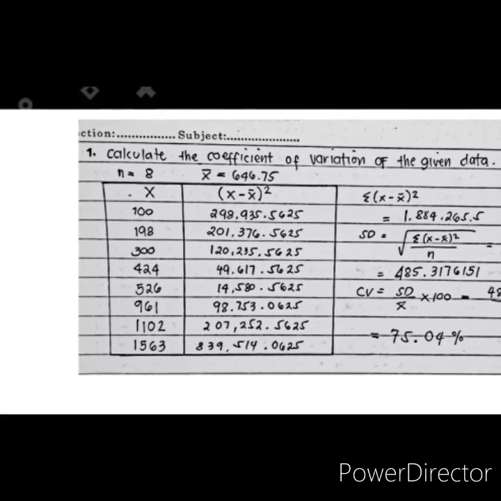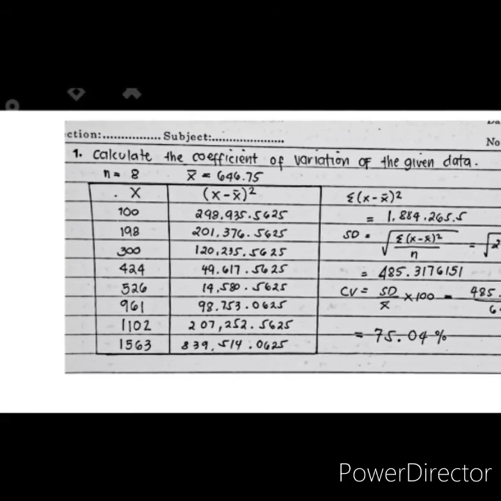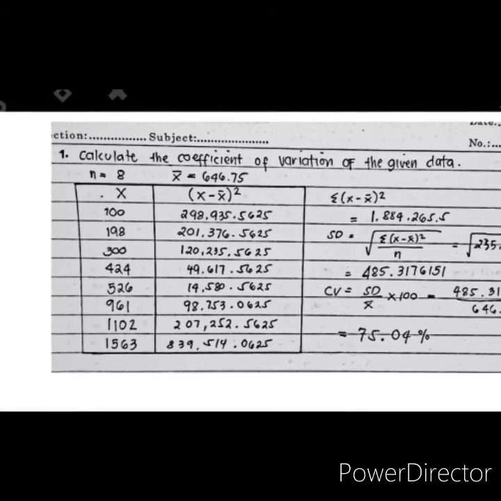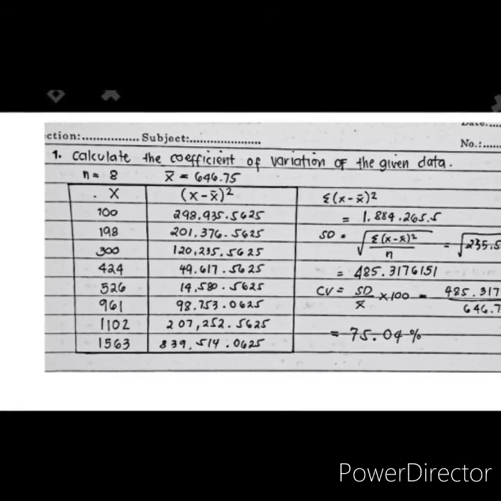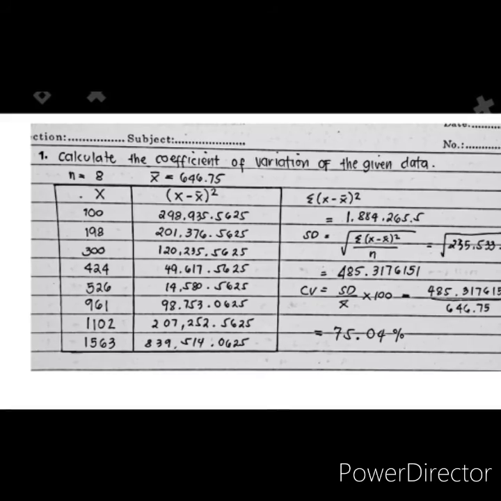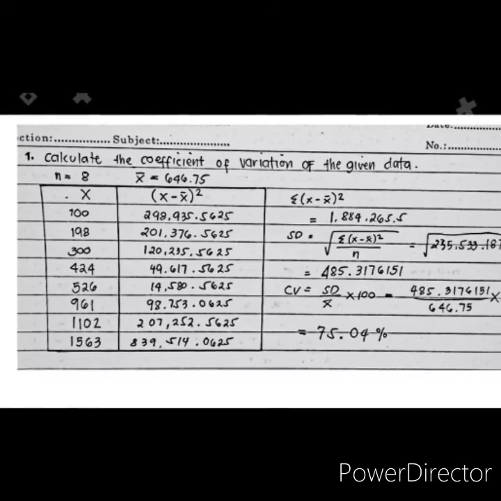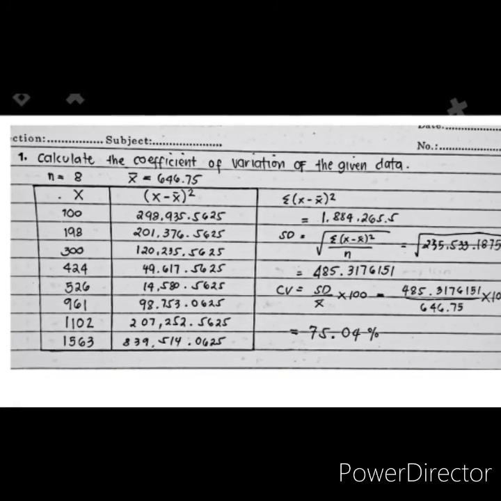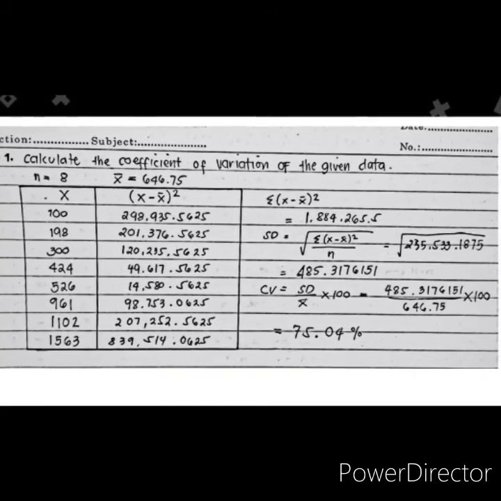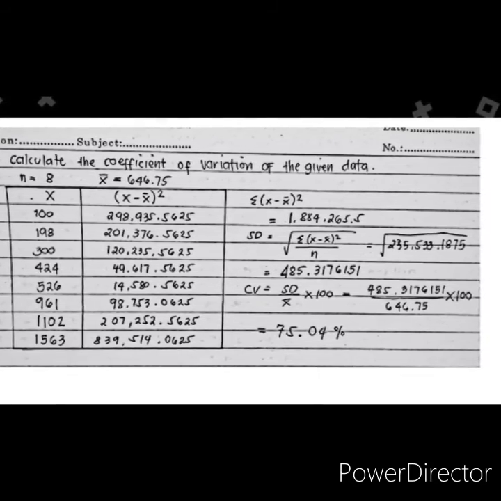So we have here another example for finding the coefficient of variation. First, we have to calculate the coefficient of variation of the given data. The number is 8 and the mean is 646.75. As you can see, I have already computed the data. So we have the summation of x minus the mean squared is equal to 1,884,265.5. Here we have the standard deviation formula, substitute. So the answer is the square root of 235,533 point something, and the square root of it is 485 point something.